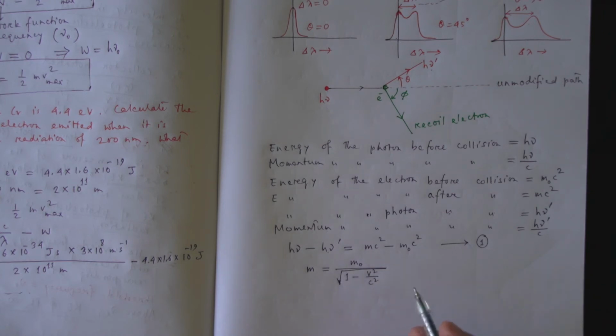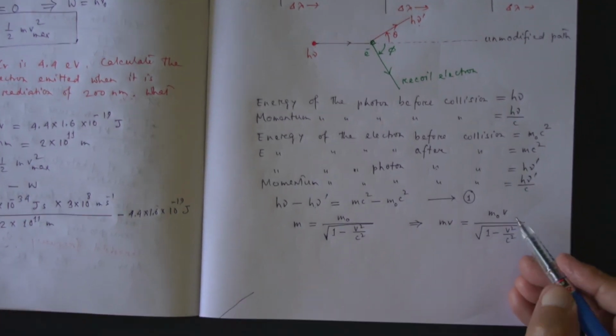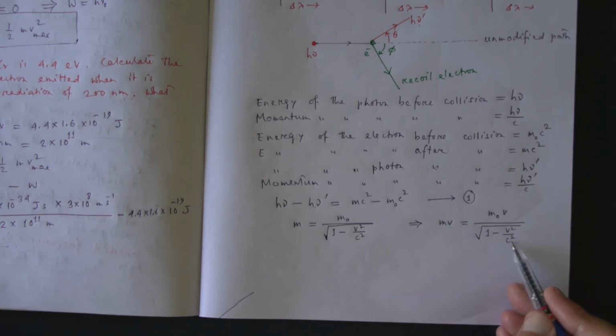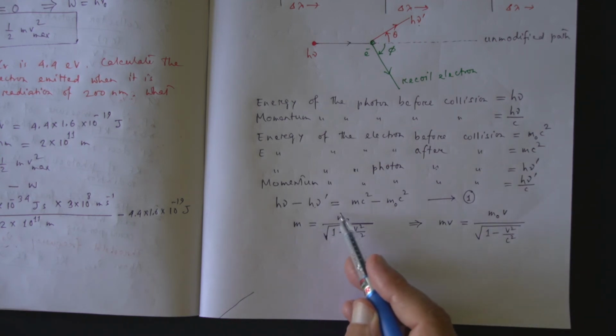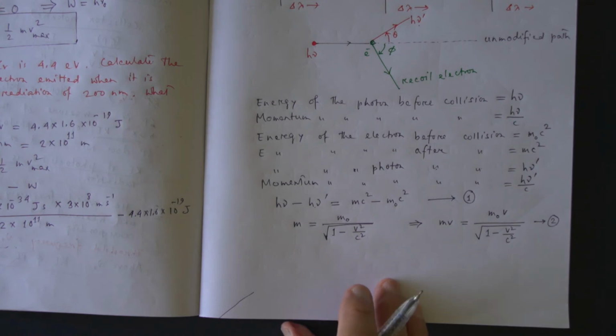So this is the relativistic mass, or we can write it like this: momentum is equal to m naught v by root over 1 minus v square by c square. V is the velocity with which the electron is moving, and c is the velocity of light. As velocity changes, mass also changes. Okay, so we have to consider this. This is equation number 2.